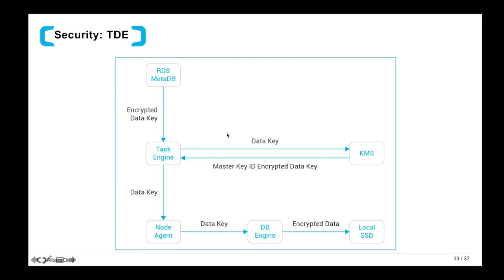Here is the process of using the TDE feature. For example, like we introduced before, the data key is stored in the RDS metadb. So if you want to encrypt the data in your RDS instance, first you have to decrypt the data key. This encrypted data key will be sent to the KMS, the key management store.